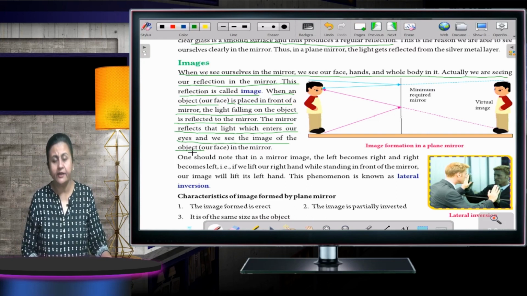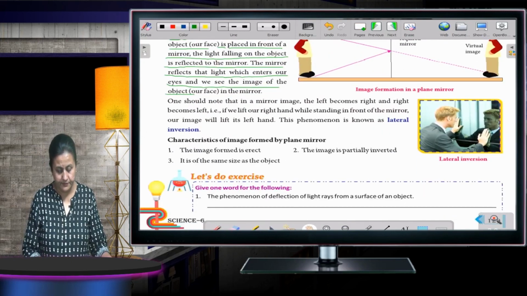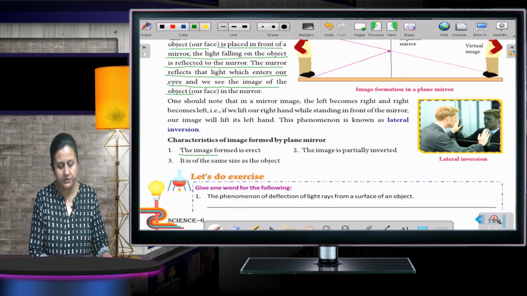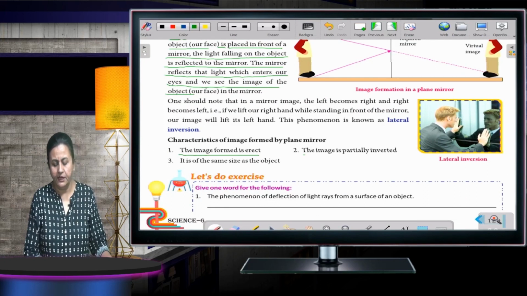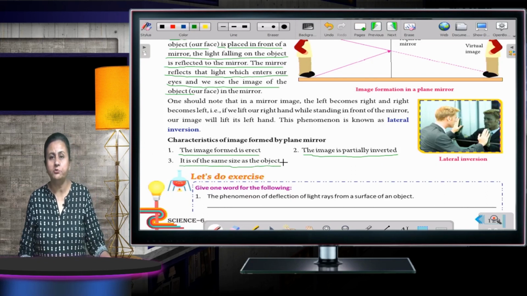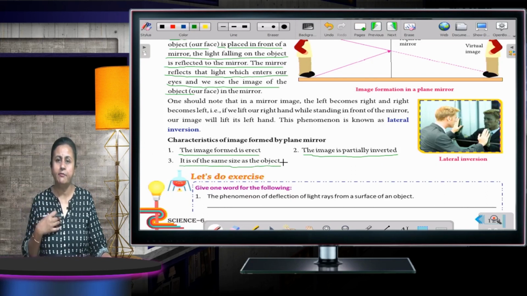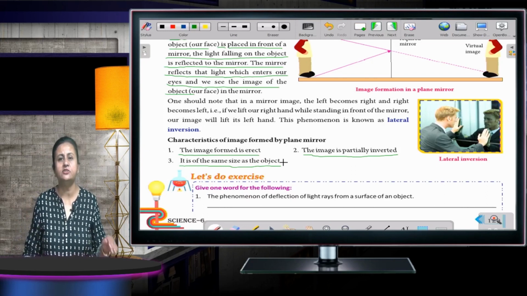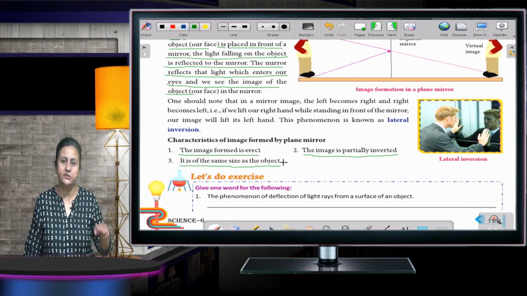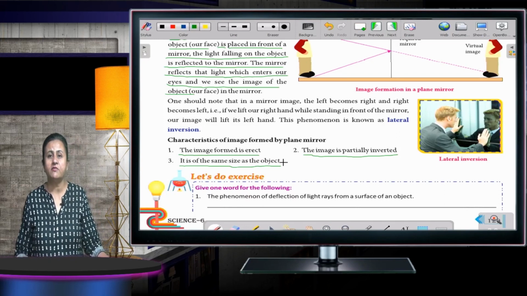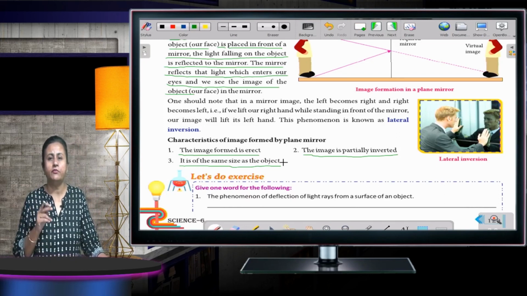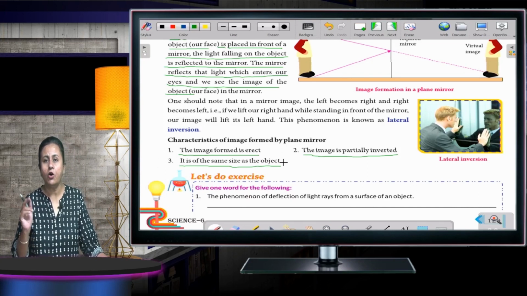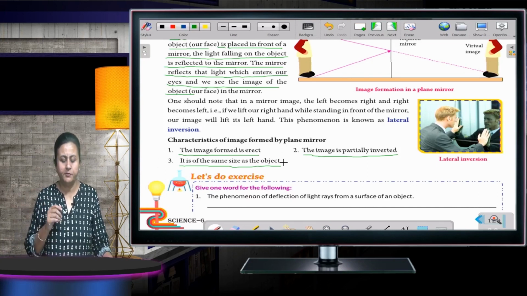Now, characteristics of the image formed by a plane mirror. First, the image formed is erect. The image is laterally inverted. It is of the same size as the object. When we see ourselves, we see ourselves the same size. In case a child sees himself in the mirror, the child is small, he will see his own reflection. The size of the image will not change. The size of the image would be the same as the size of the object. And the image formed would be erect.